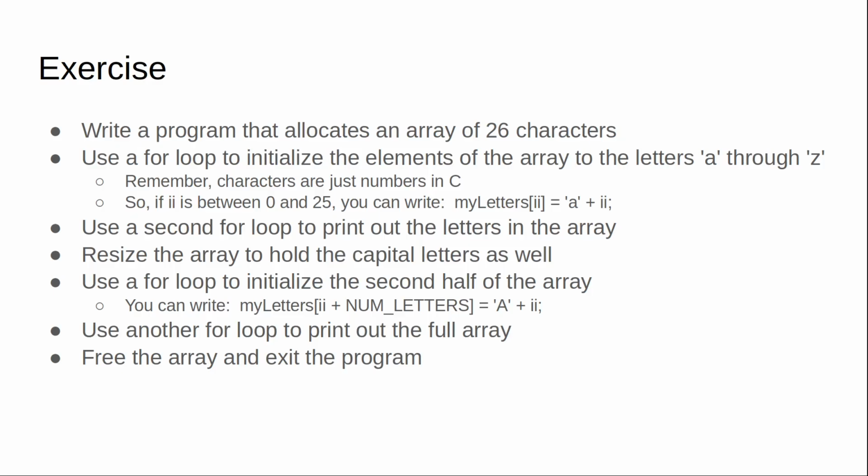Then go on to resize the array to hold the capital letters as well, and write another for loop that sets the elements of the array beyond the first alphabet to the capital letters A through Z. And then you can use another for loop after that to print out the full array. So then your last for loop will print out lowercase a through z followed by uppercase A through Z. And then free the array and exit the program.